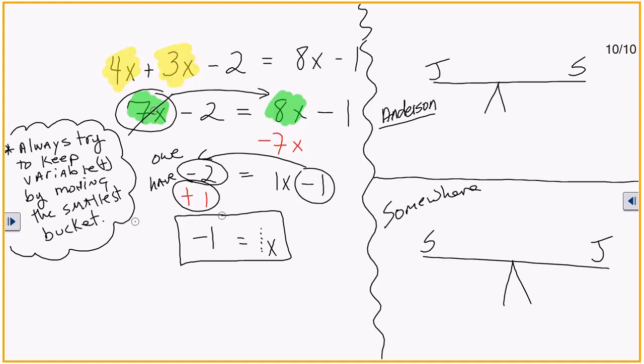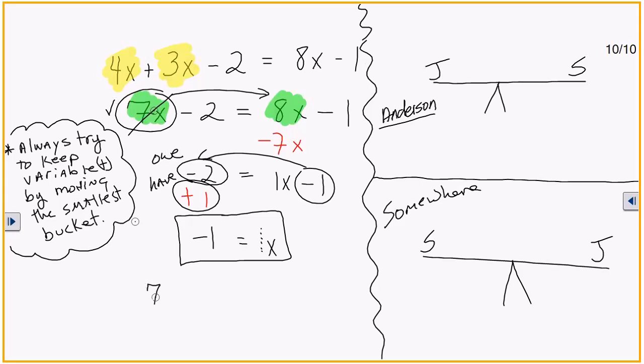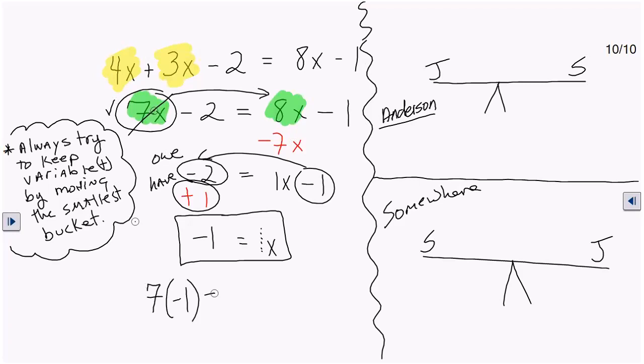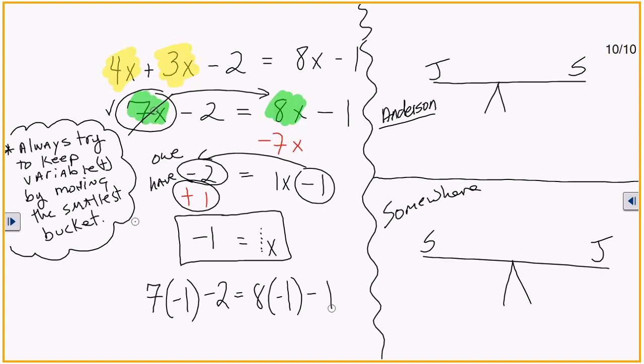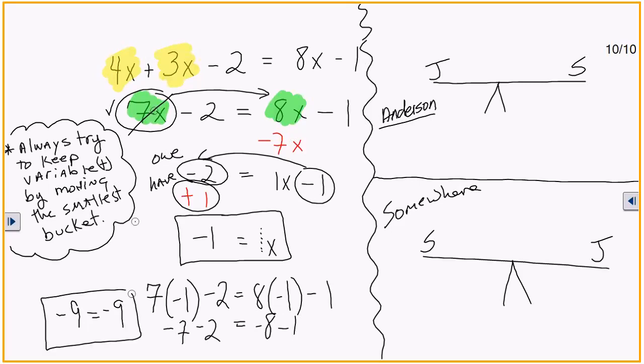Now, how do you check that? I would plug it into this function right here because you've consolidated. So here we go. 7 times negative 1 minus 2 is equal to 8 times negative 1 minus 1. What is 7 times negative 1? That's negative 7. Negative 7 minus 2 is negative 9. Negative 8 minus 1 is negative 9. So the answer is correct. We checked it and it is correct. Now that is how you do a combining like term multi-step equation.